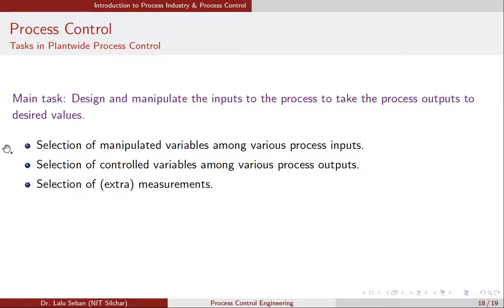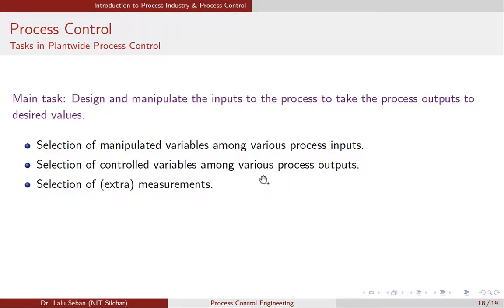So what are the steps required? First, we have to select the input variables which need to be manipulated or which can be manipulated. These we will call manipulated variables, and they need to be identified from the large set of process inputs. Then we have to identify and select the control variables that need to be maintained at the desired value among various process outputs.